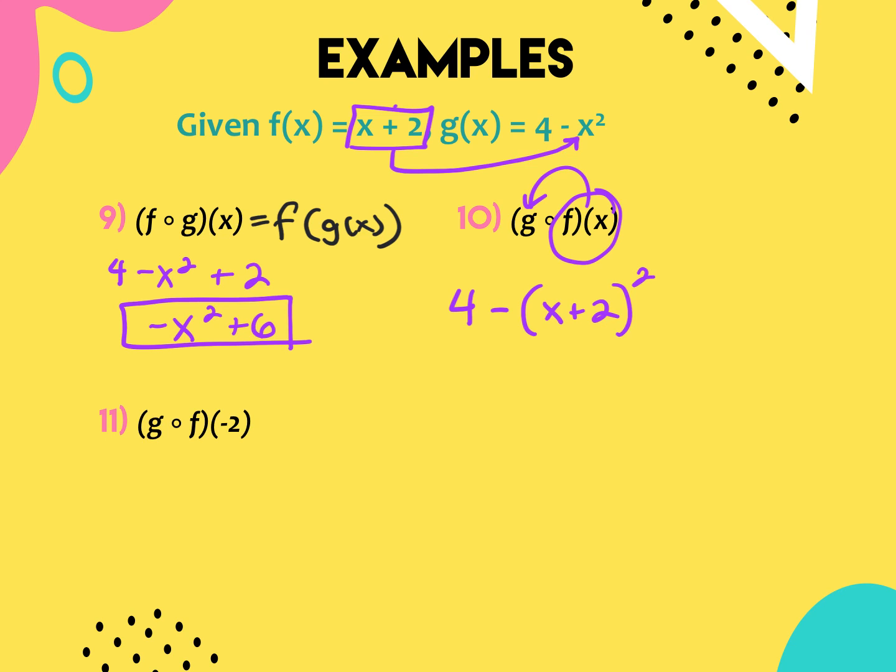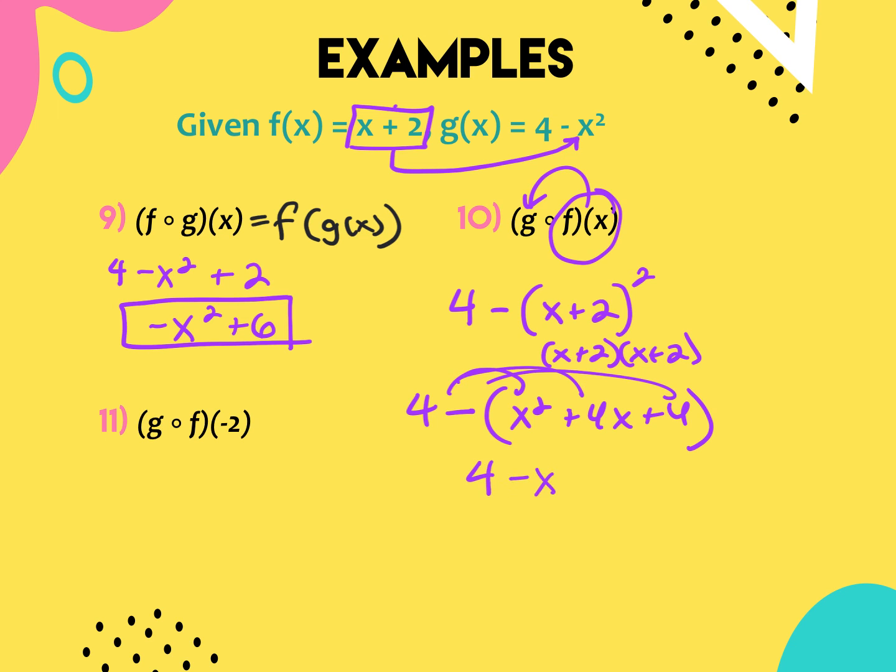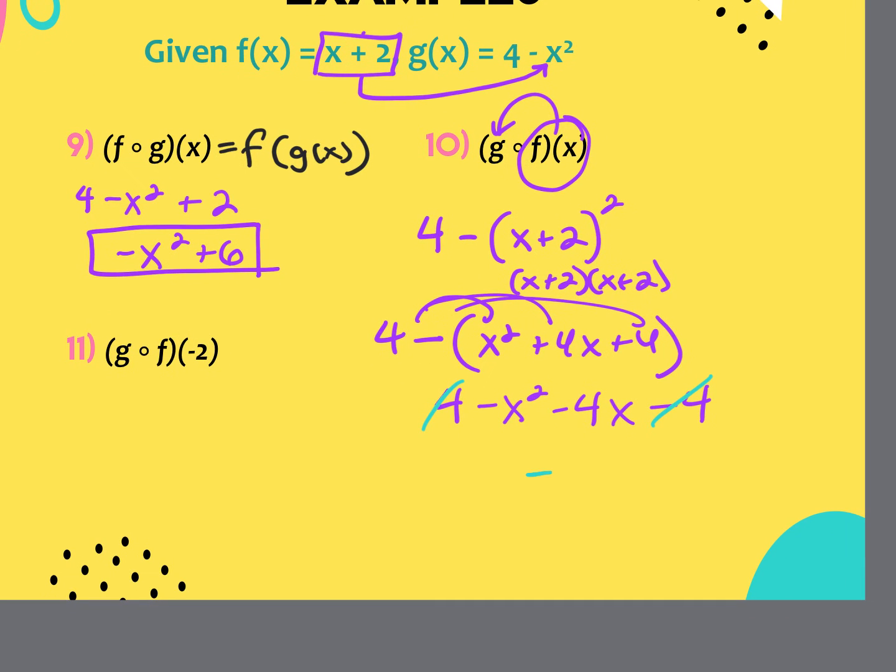Do I distribute the exponent? No, I expand and FOIL. So this becomes x plus 2 times x plus 2, or you could use your shortcut: 4 minus x squared plus 4x plus 4, because you square the first, square the last, double the product on the inside. And then they all get the minus. So it would be 4 minus x squared minus 4x minus 4, and the 4 and the negative 4 cancel. I'm left with negative x squared minus 4x.